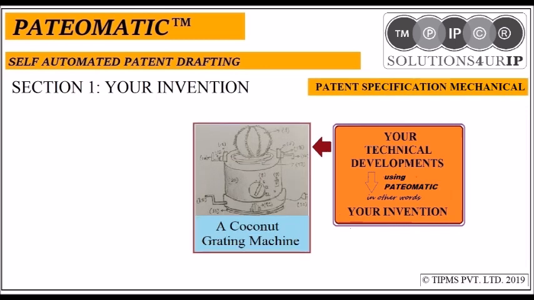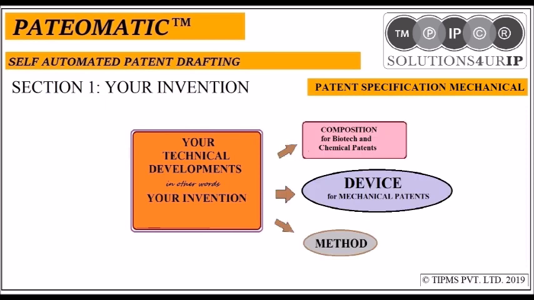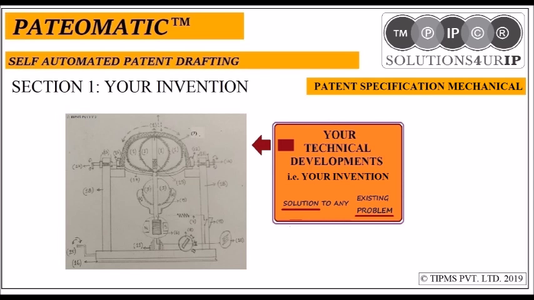Now, any invention falls under one of these three basic legal categories, that is a device, a composition or a method. Since we are discussing mechanical inventions here, it most of the time falls under the legal category of a device. Alright. Any technical development definitely has a pre-existing underlying problem as a reason for the new technical development. Therefore, an invention is always looked at from the perspective of a pre-existing problem. The solution thereof is your invention.